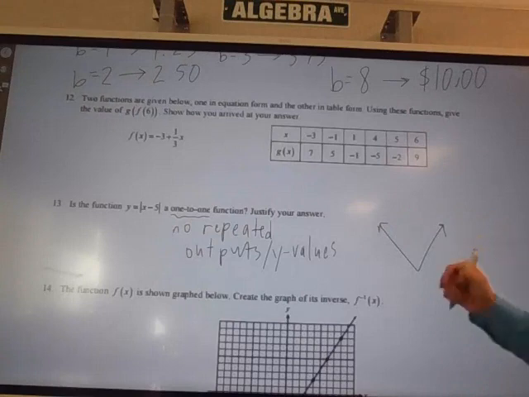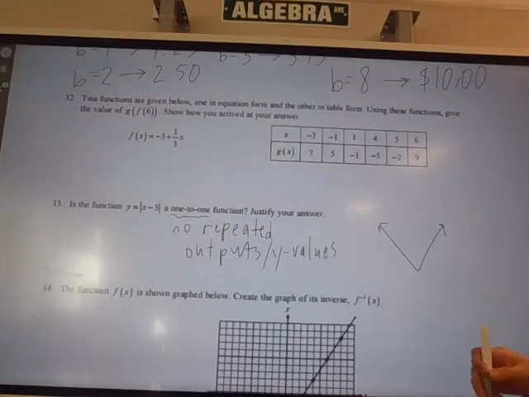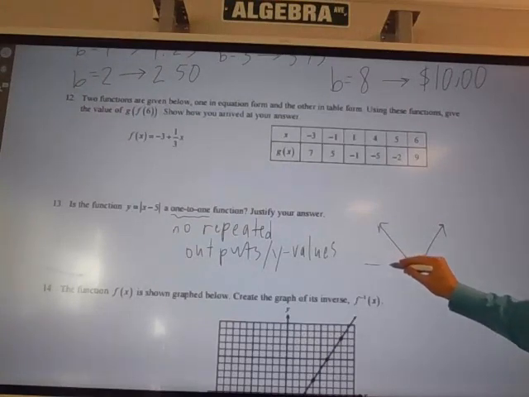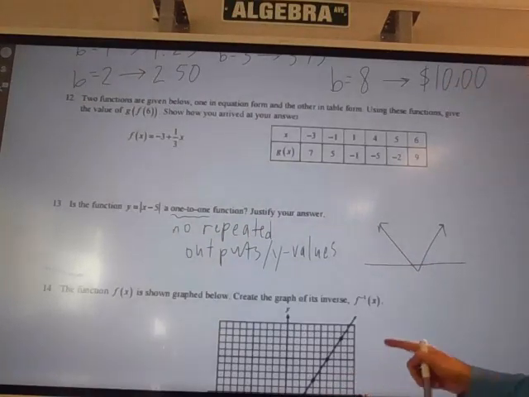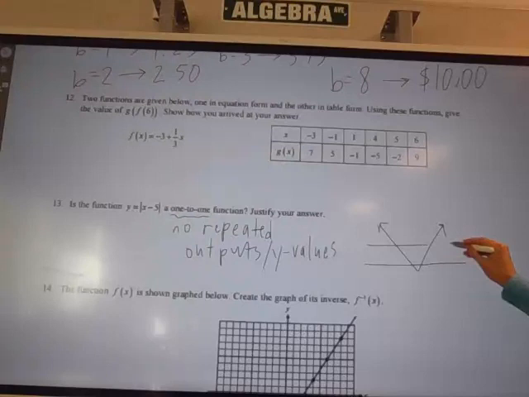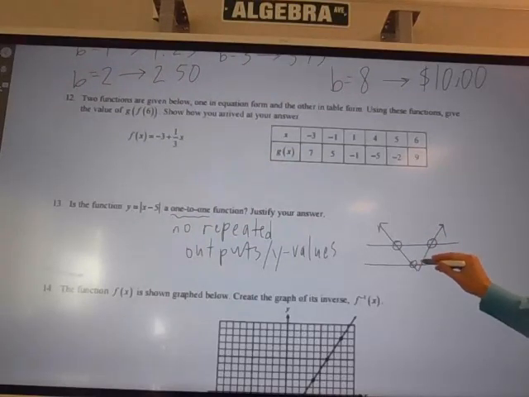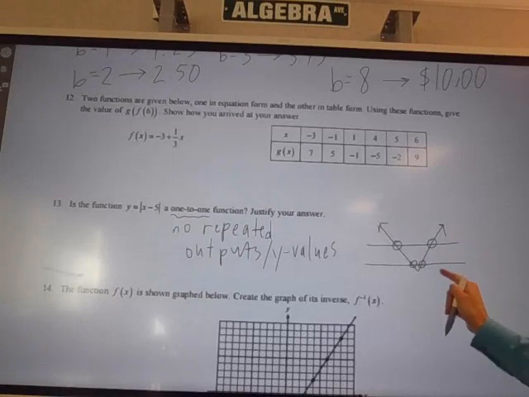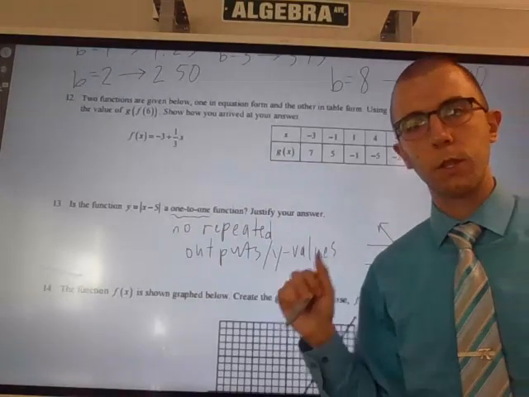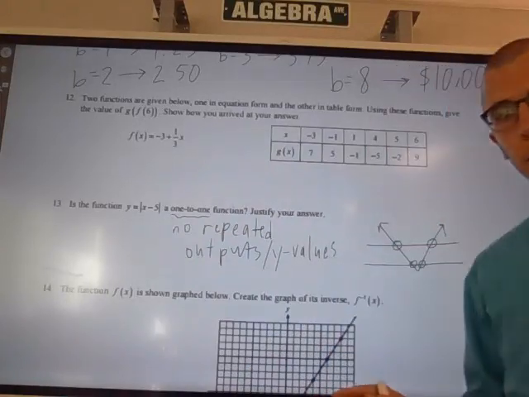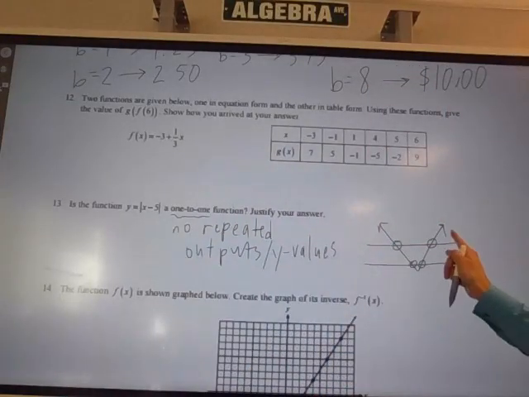Absolute value, it has the shape of a V. And when you do that horizontal line test to see if there are repeated y values, to see if there are repeated outputs, you would see that yes, there are, because it fails the horizontal line test. Wherever you draw that line through, you will fail that test. So this is not one-to-one for this reason here.